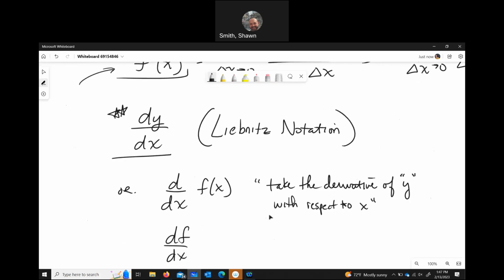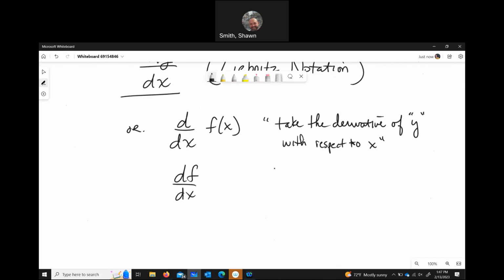That's one way. If it's not specific as a function, you might have y equals blah, blah, blah. That's just the equation. We have y equals graphs that are circles. We still take derivatives of that, but it's not a function. So we'll do y prime.